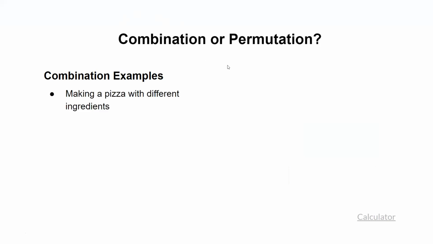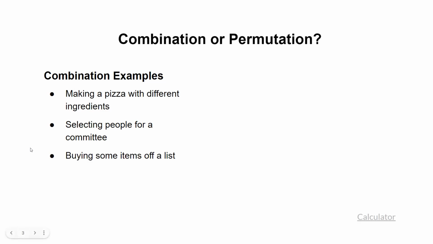So it's usually a little bit of a challenge. You might recognize that this is a how many ways problem, but is it a combination or is it a permutation? Combination problem examples: making a pizza with different ingredients. I already talked about that. We don't care what order the ingredients are added, so order is not important. Selecting people for a committee. They're all on the committee. There's no particular positions, so we don't care about the order they were selected.